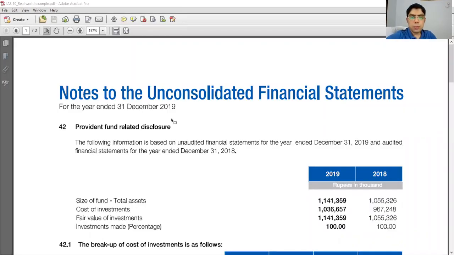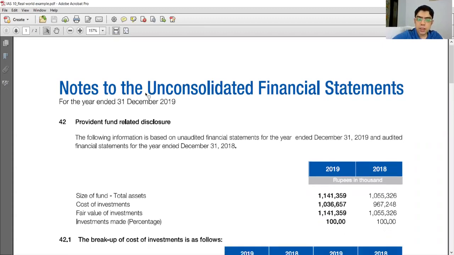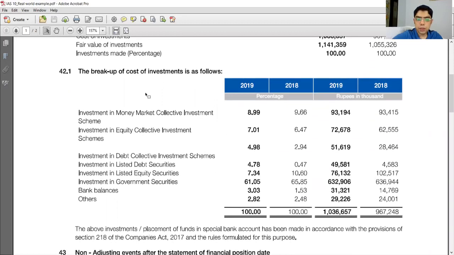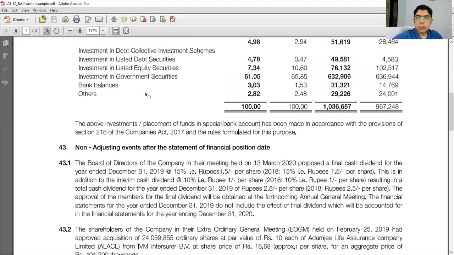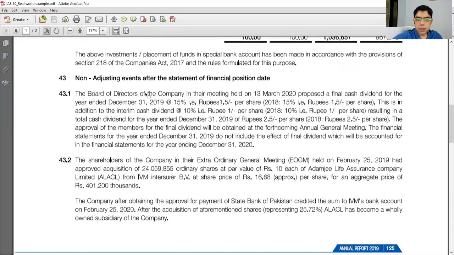I would use a practical example to illustrate the concept. And for that, I'll be just sharing my screen with you. This is a company, a real world company, which has its notes to the unconsolidated financial statements for the year ended 31st December 2019. I hope all of you can see the year end over here, 31st December 2019. So it means that the statement of financial position would be as at 31st December 2019, and the profit and loss account would be for the year ended 31st December 2019.